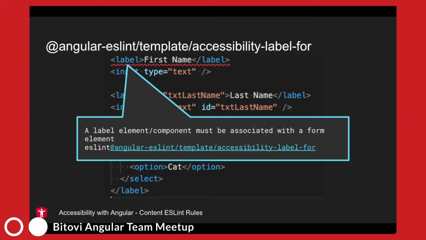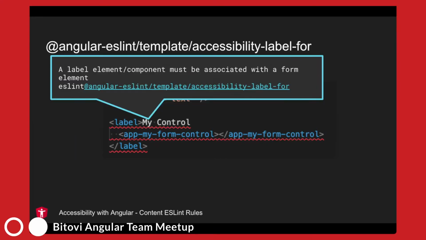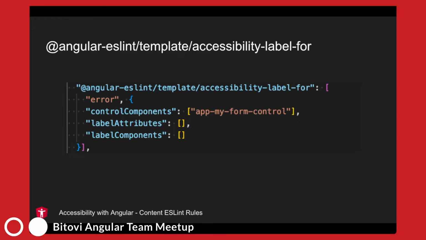So in Angular, you may be making your own components that serve as form fields. So you would find, for example, here, my form control. This rule is not aware that it's a form control, so it doesn't satisfy the rule, and you end up with an error. So the way around this is to update your ESLint config for this rule, and we have 3 configuration options. The first one, control components, is an array of strings for elements that the lint rule should treat as form controls. So in this case, I've just added app my form control so that it will recognize that that's a valid form control.